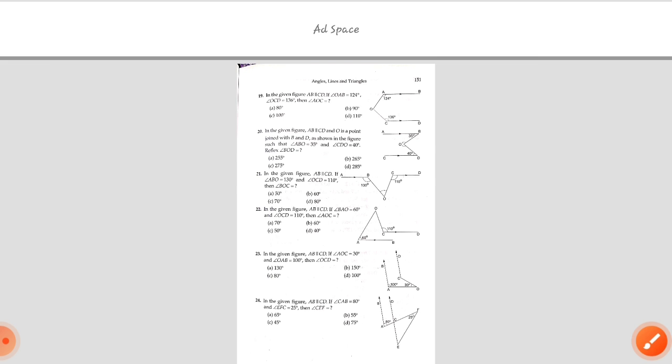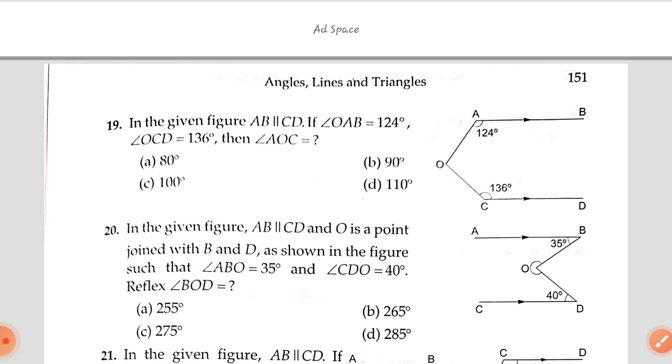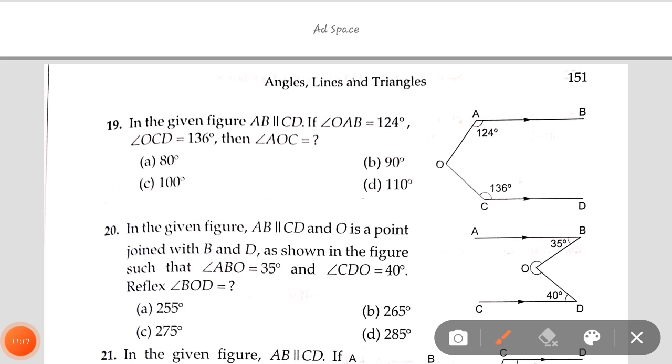Next, 19 number, in the given figure, AB is parallel to CD. Angle OAB is equal to 124 degrees and angle OCD is equal to 136 degrees. Then angle AOC is equal to what? We have to take a line through O, suppose that it is OE, parallel to AB and CD.